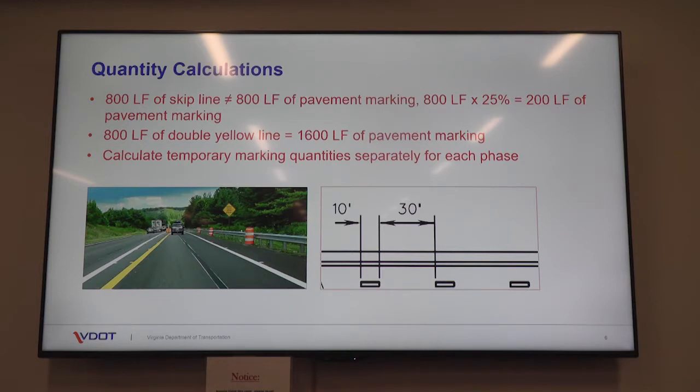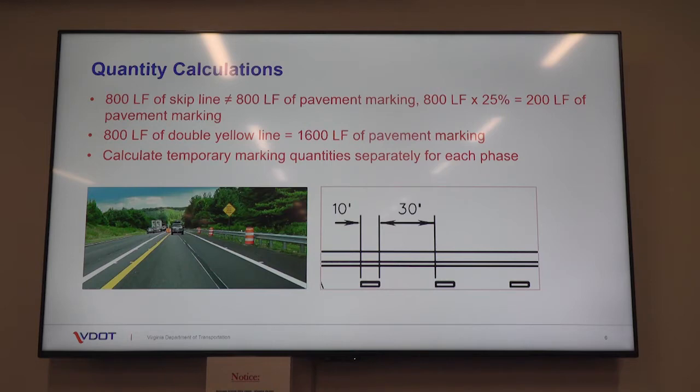Same with our mini skips, for example. Same with our double yellow lines. If you have an 800-foot section of double yellow lines, it's not 800 in your quantities, it's 1,600. Excellent, thank you.